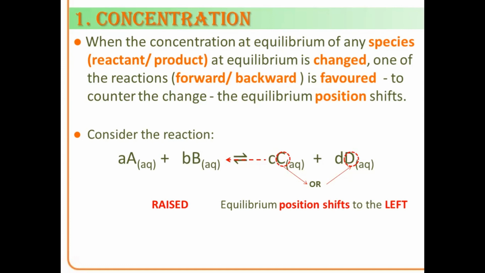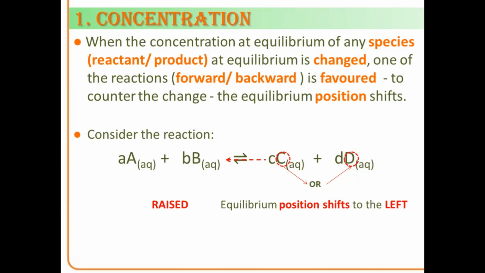Now, the obvious question that you're going to ask me is, how is the amount of A or the amount of B removed? This can simply be done by adding a different substance that reacts with A. If we want to remove A, we find a substance that reacts with A but does not affect any of B, C, or D. That is going to lower the concentration of A, and the reverse reaction is favored.